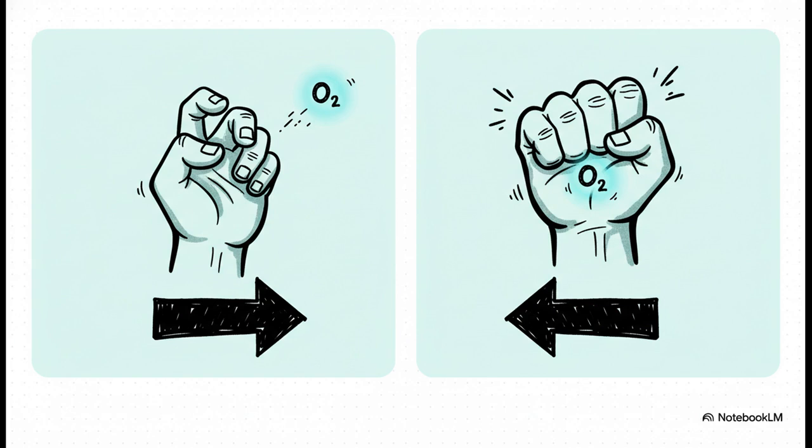A shift to the left means it has a tighter grip, a higher affinity, so it holds on to oxygen much more stubbornly. So, for the exact same amount of available oxygen, a right-shifted curve means a lower saturation because more oxygen has already been dropped off.